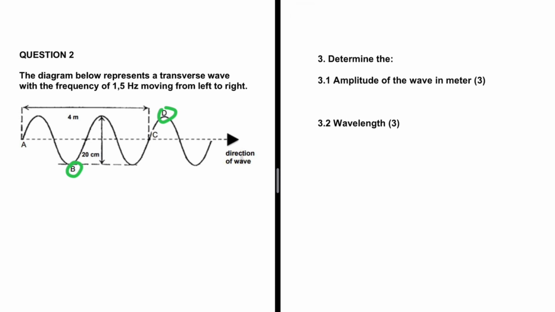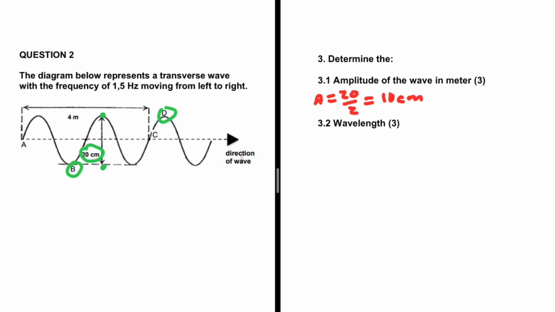Question 3. Determine the amplitude of the wave in meters. Right, let's go ahead and take a look. Just like the question we solved previously, we are given the distance between the trough and the crest. And we know that if we are given the distance from the trough to the crest, you divide it by 2 in order to get the amplitude. So we're going to have the amplitude being equals to 20 divided by 2. This is equals to 10 centimeters.